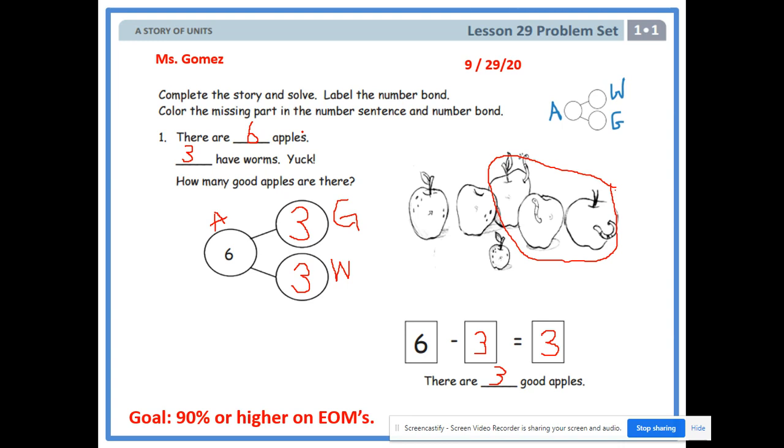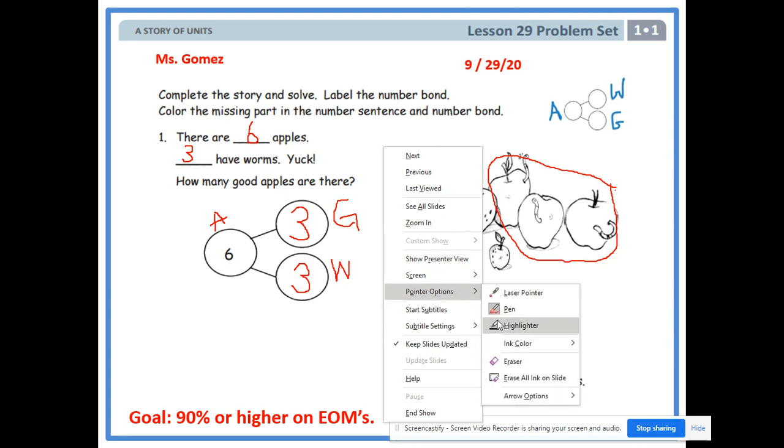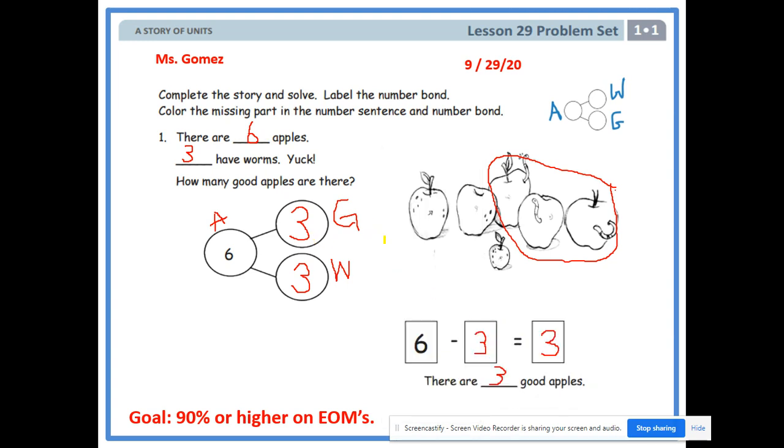But remember the last part. It says to color the missing part in the number sentence and the number bond. So for this, you can just use your pencil. And if you have a crayon with you, you can go ahead and use 1 crayon. If you have a pencil, just shade it in lightly so we can still see your answer. So I will shade in, what is our unknown number? Our unknown part.